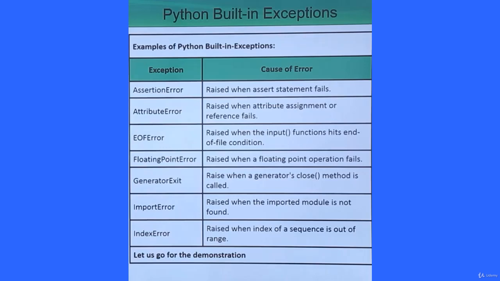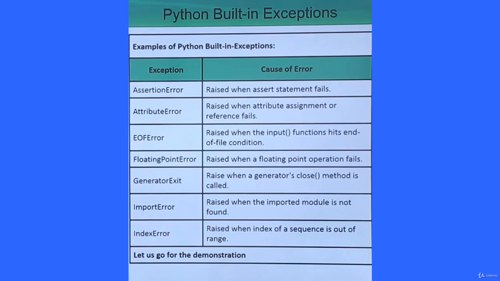Next one is the AttributeError, raised when an attribute assignment or reference fails. Next is the EOFError, that is, the end of file error, raised when the input function hits the end of the file while trying to read some content from it. In that case the file has been exhausted, so the exception will be raised, and that is known as EOFError.